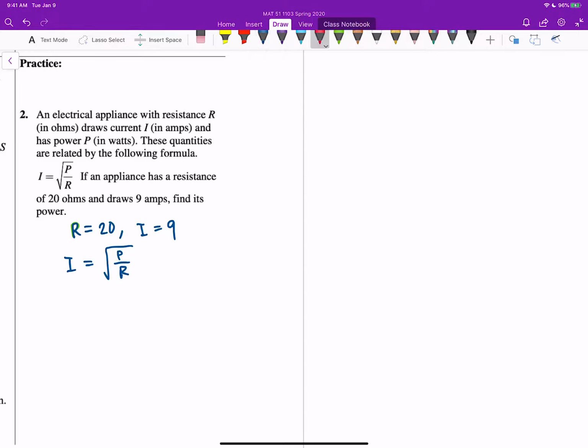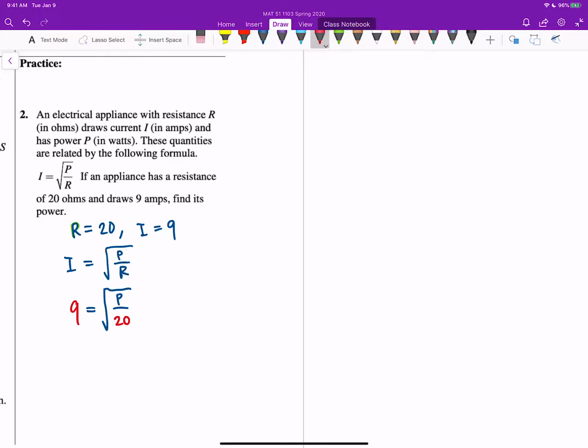And we're going to plug in the values that are given. I is 9. P is unknown, but R is 20. And I'm going to copy the rest of the formula. So you should get this, right? 9 equals radical P over 20.